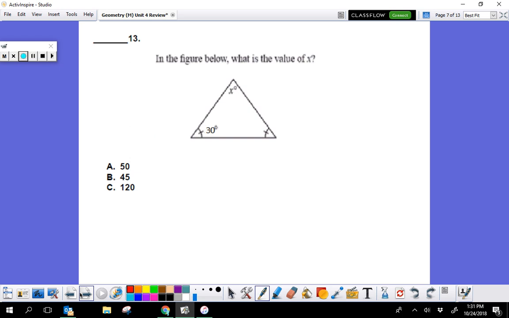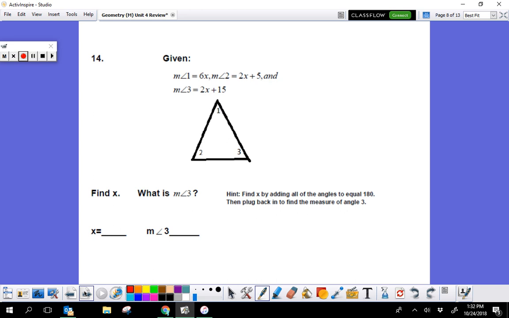Number 13 in the figure below, what is the value of X? Okay, so they're showing here that these two angles are congruent. That's what those little marks mean, which means this angle is also 30. So 30 plus 30 is 60. I'm going to do 180 minus 60, and that gets me 120.